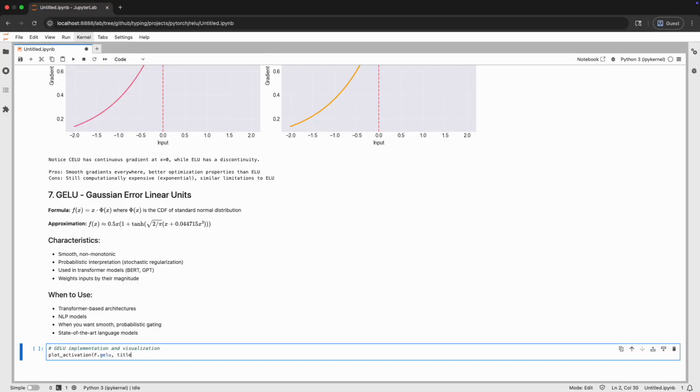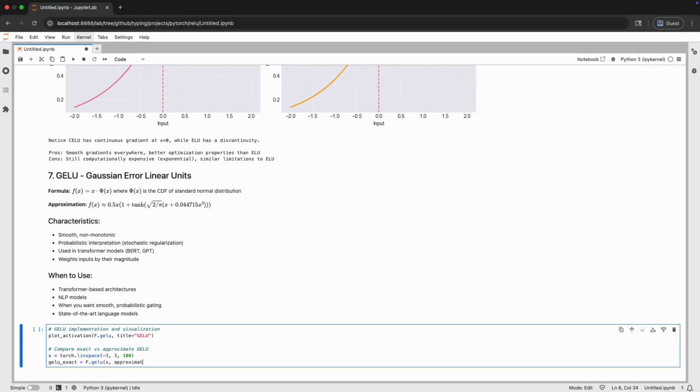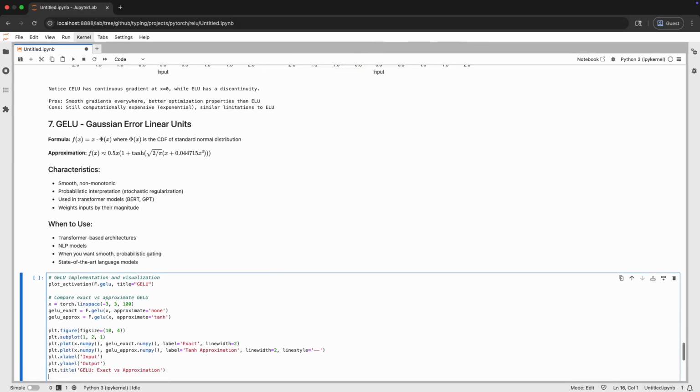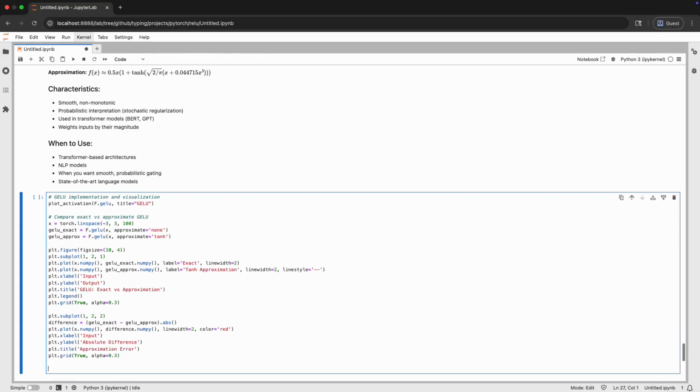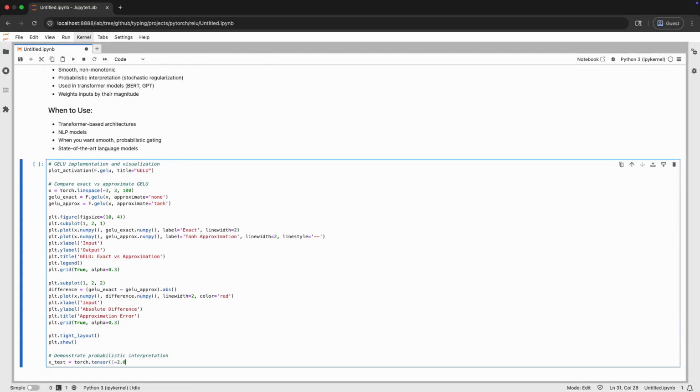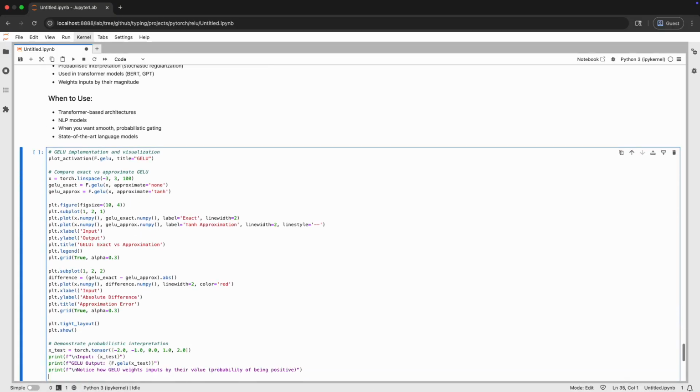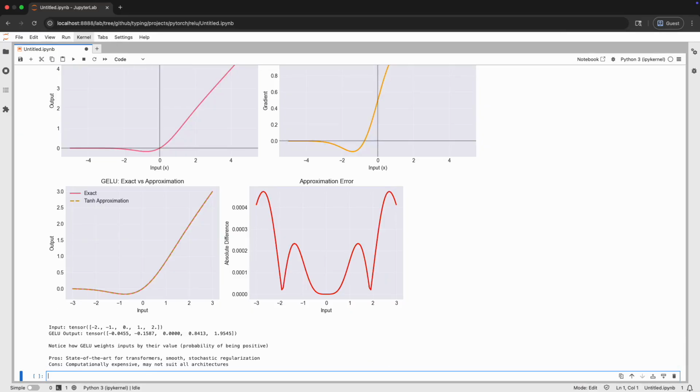Core code. I'm comparing exact GELU with its tanh approximation. The exact version uses the cumulative distribution function of the standard normal, while the approximation provides a faster computation. We'll see how close the approximation is to the exact function. The plots show GELU's smooth, non-monotonic shape that differs significantly from ReLU variants.